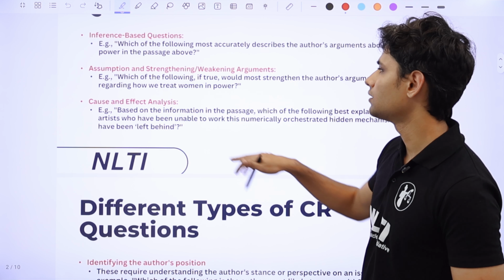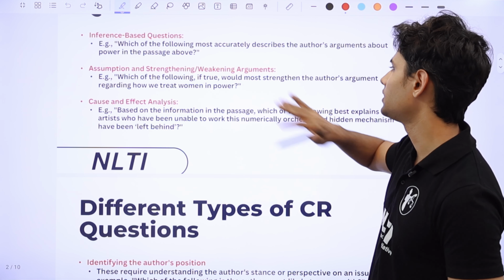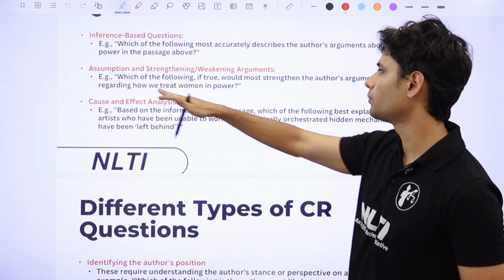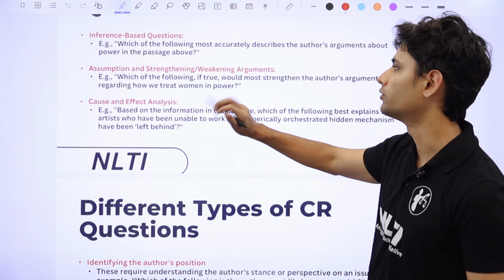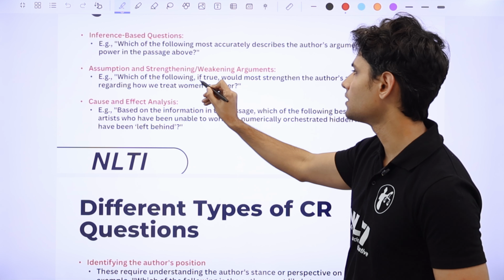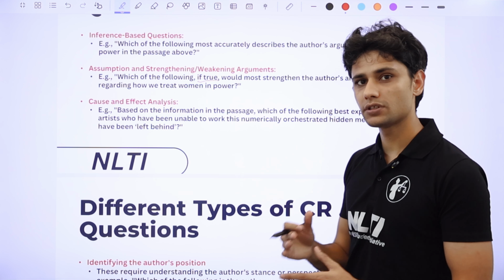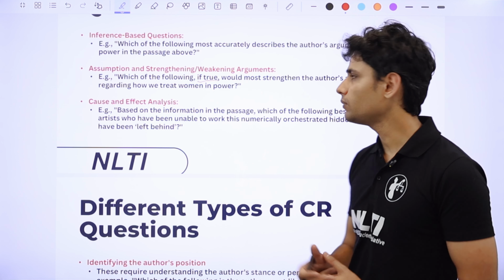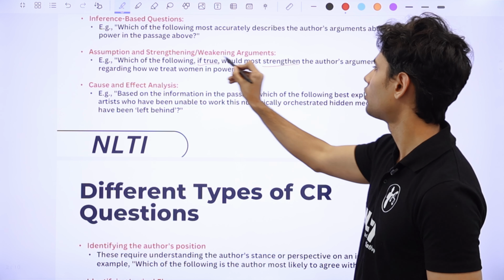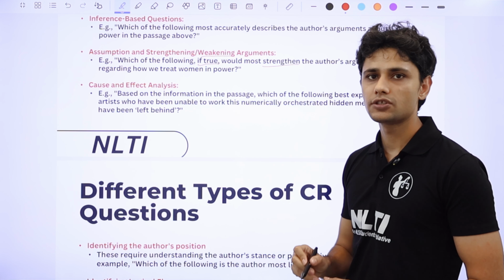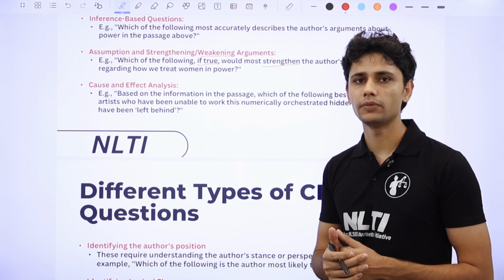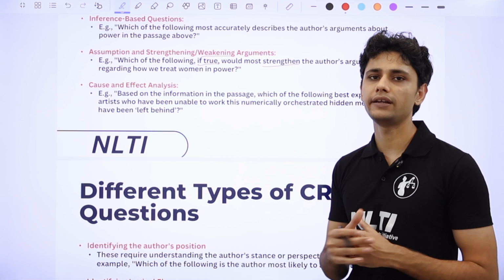The second is assumption, strengthening and weakening type of arguments, such as: which of the following, if true, would most strengthen the author's argument regarding how we, let's say, treat women in power. Now, these questions are very important because of a few things. One is that this line used here, "if true," makes these questions slightly more complex to attempt. And second is how to know what strengthens or weakens the author's argument. That's why these questions can be slightly difficult, and I'll discuss again in a few minutes how to attempt them and what you need to look at in these questions.